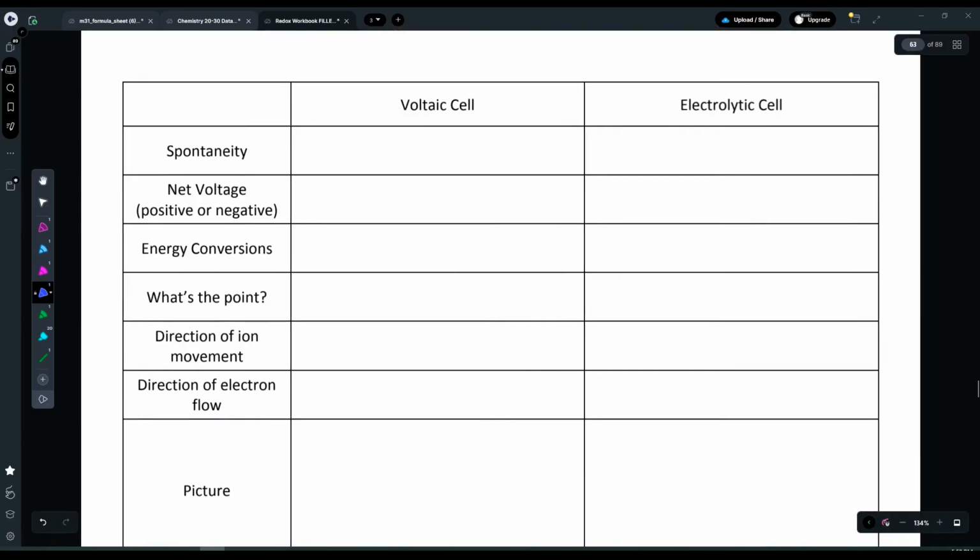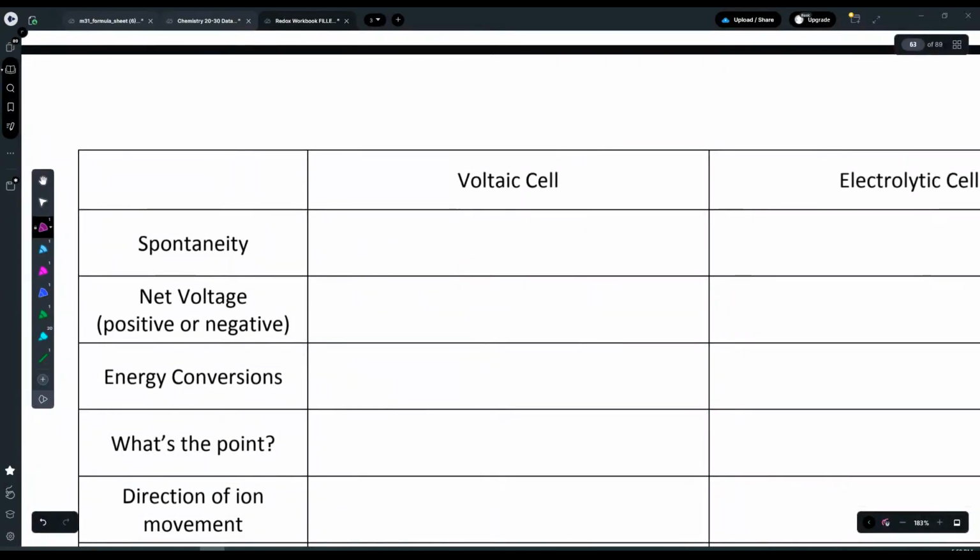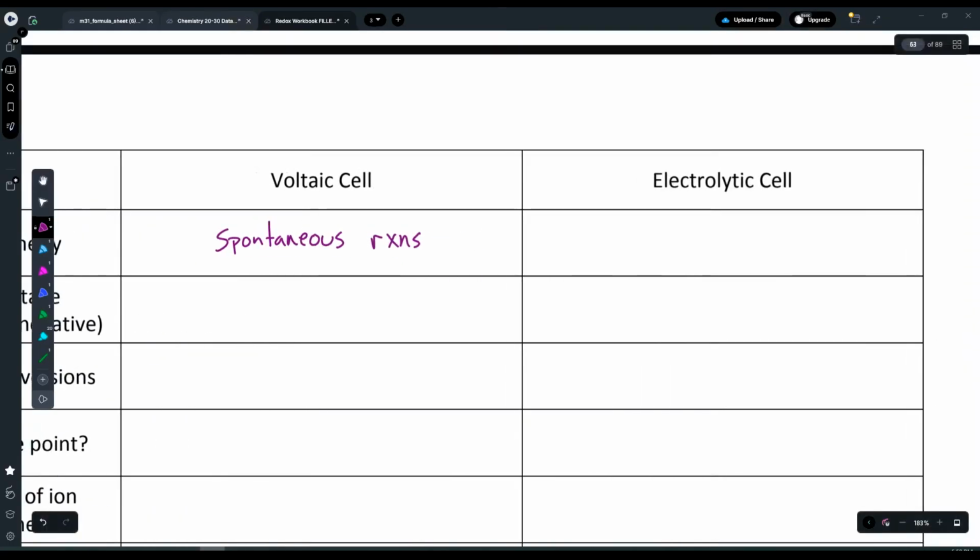All right. So with voltaic and electrolytic cells, like I've been saying, it's very important that you understand the difference between the two and you're able to identify a voltaic cell versus identifying an electrolytic cell and know the differences between the two. Okay, so for voltaic cells, those are going to use spontaneous reactions, whereas electrolytic cells use non-spontaneous reactions.